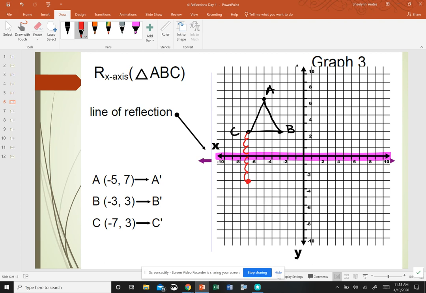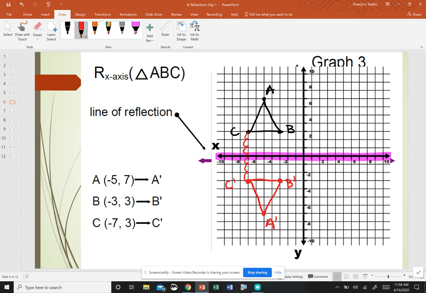A is 7 above the line, so we're going to go 7 below the line. And B is 3 above the line, so we're going to go 3 above the line. So now this is C prime, B prime, A prime. If you look, now it looks like a mirror was stuck right there. If we actually folded our paper in half right on that line, they should fold on top of each other.